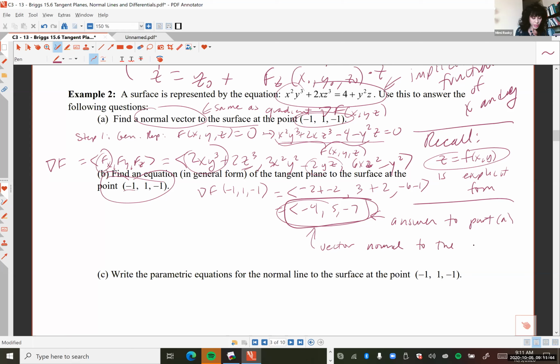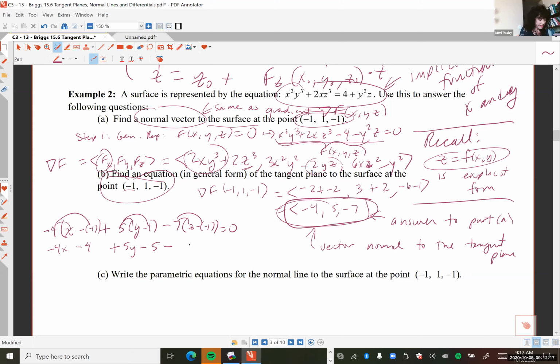So you have the two ingredients that you need to come up with the standard form. So I'm just going to hit it. So I'm going to have -4 times (x minus -1) plus 5 times (y minus 1) minus 7 times (z minus -1), and that whole mess is equal to 0. And then to get general format, you're going to distribute. So I have -4x minus 4 plus 5y minus 5 minus 7z minus 7.